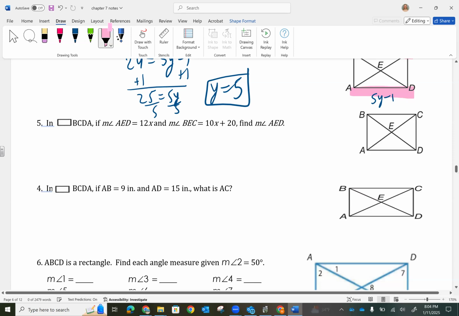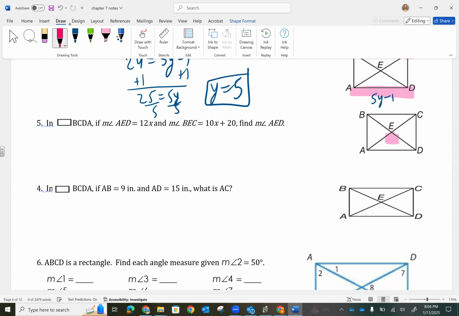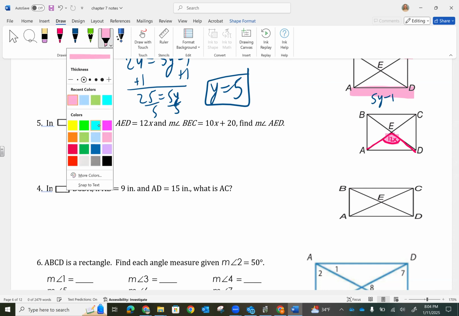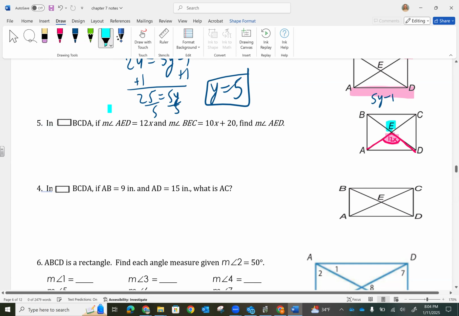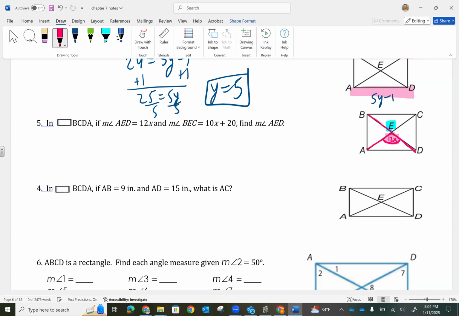Next thing, the measure of AED. So A and then E and then D. That's going to be this angle right here. Remember we talked about you start at A, go to E, go to D, the angle is formed. The middle letter is the vertex of that angle. So this angle is going to be, AED is 12x. And then I say BEC. BEC is here. How come? Start at B, go to E, go to C. That's going to be right here. So that is going to be 10x plus 20.